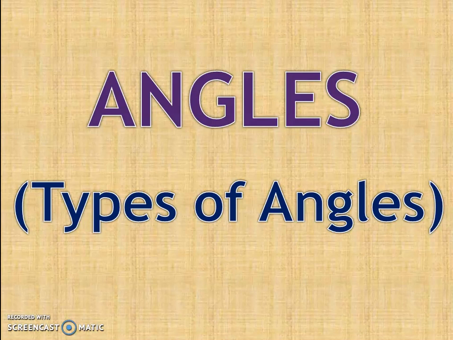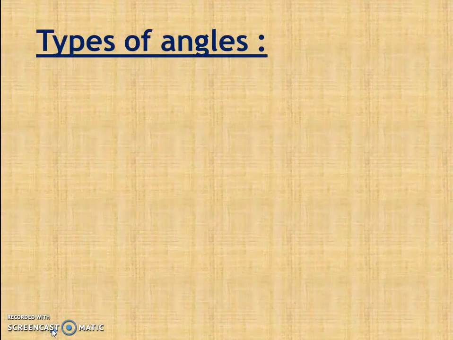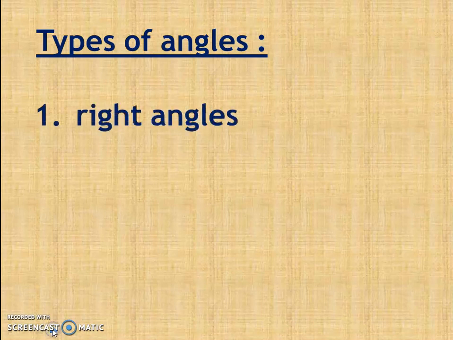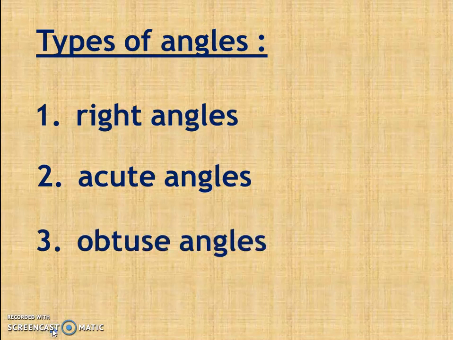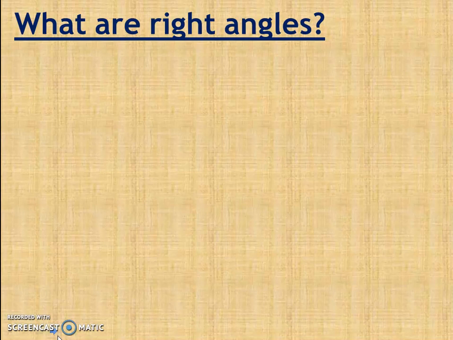Okay, now let's start. There are three main types of angles. What are they? They are right angles, acute angles, and obtuse angles. We will discuss one by one, and let's start with the first one, right angles. What are right angles? Right angles are angles that are formed at the corner of squares and rectangles.